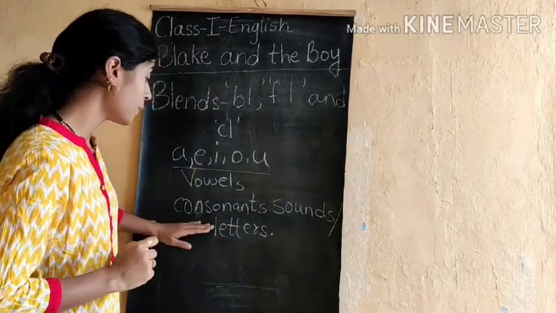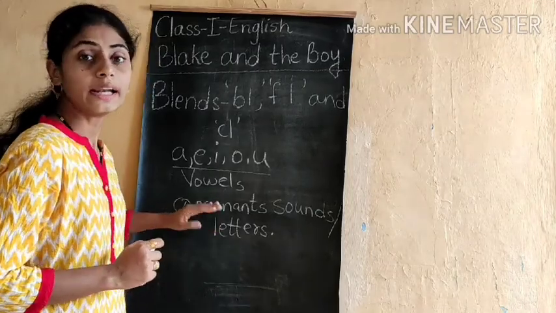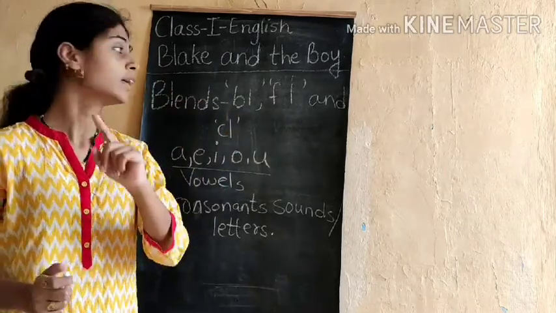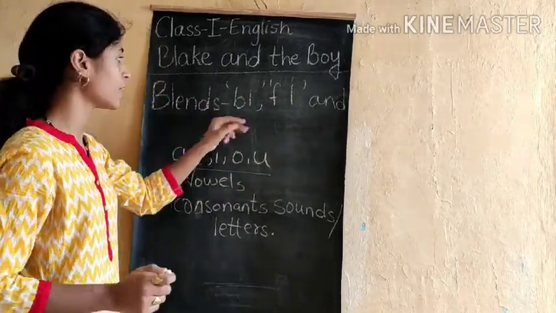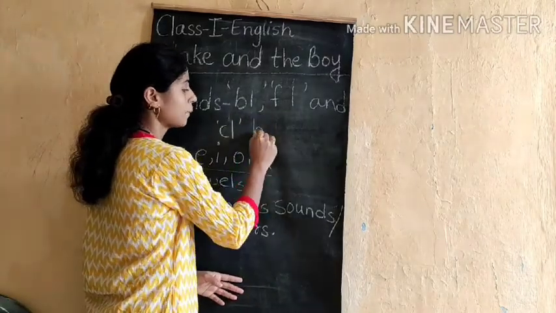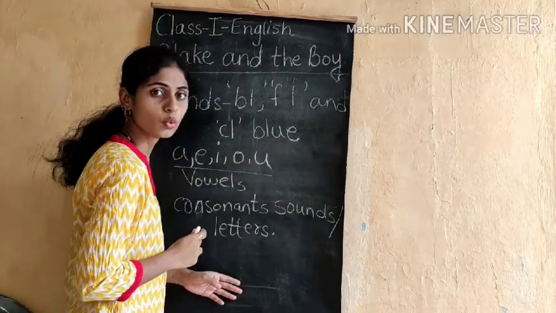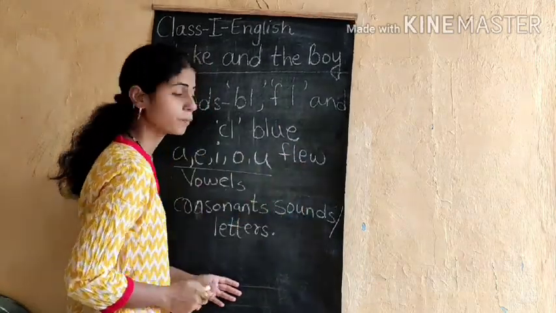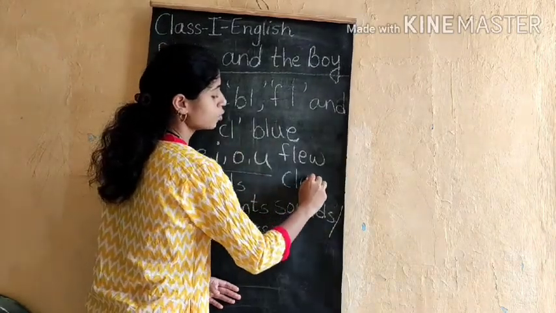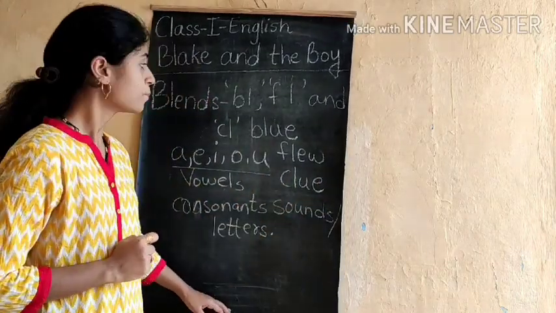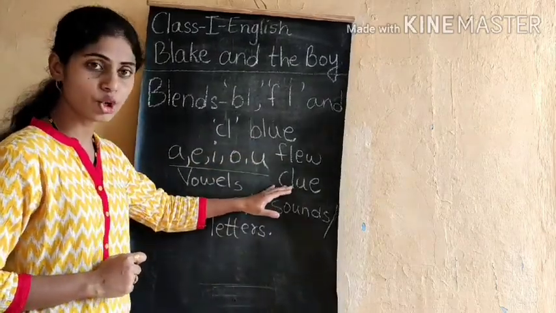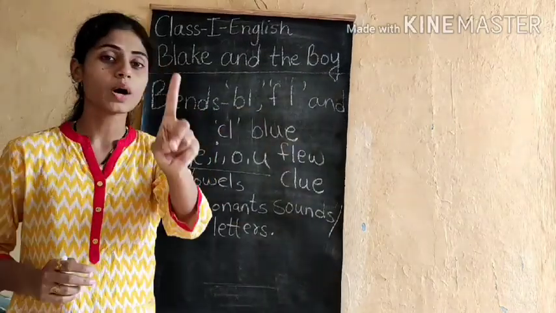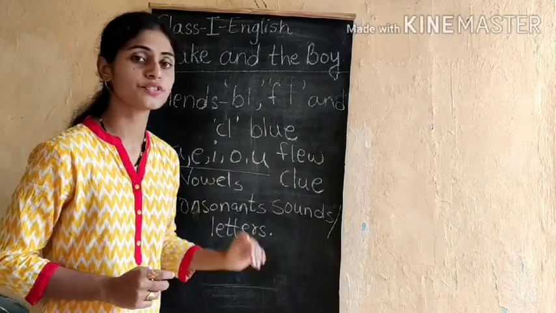When we combine these consonant letters together, it gives us one common sound that is called a blend. For example, BL: blue. Then FL: flew. Then CL: clue. So we have joined 2 consonant letters and made one sound, and we are going to make words from this.